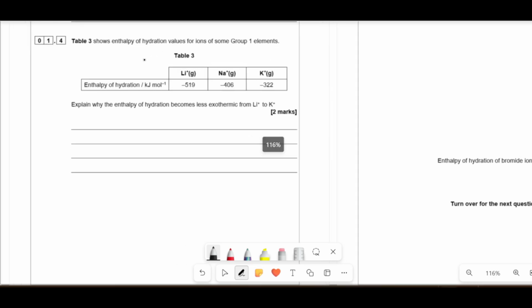Okay, so now it says, Table 3 shows some enthalpy of hydration values for these ions of group 1 elements. Here we go. And it says, explain why the enthalpy of hydration becomes less exothermic from Li+ to K+. So rather than jumping straight to saying something that I've memorized, an annoying definition or model answer, I can just have a quick second to compare them.